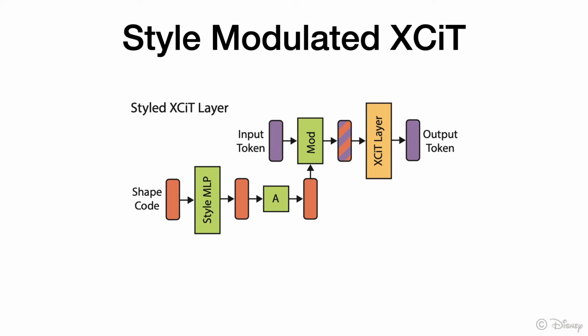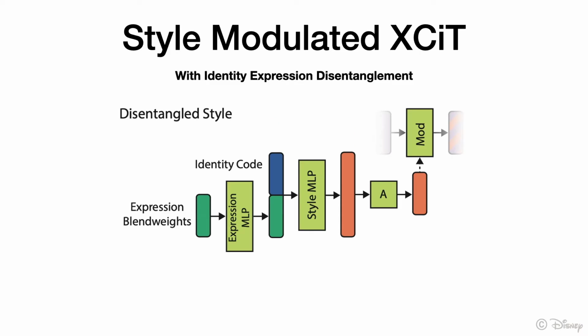As modulation happens just before, or rather outside, the transformer block, it is also possible to use different shape codes to modulate different input tokens as a way of introducing localized shape deformation. The shape code can also be further disentangled into an identity and an expression code for more intuitive control. In our disentangled version, we explicitly split the identity from the expression, where expression blend weights first go through an expression MLP and its output is concatenated with an identity code. The identity code is obtained as before through the encoder by encoding a neutral shape.